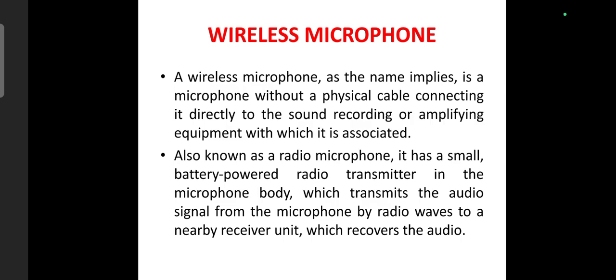Next is the wireless microphone. As the name suggests, a wireless microphone operates without a connecting cable. Inside the microphone, a small battery-powered radio transmitter converts the audio signal into a radio wave. These radio waves are transmitted to a nearby receiver. The receiver converts the radio signal back into an electrical audio signal and sends it to the amplifier or recording equipment. Wireless microphones provide freedom of movement, making them ideal for stage performances, television programs, seminars, sports events, and classrooms. However, they require battery power and proper frequency management to avoid signal interference.